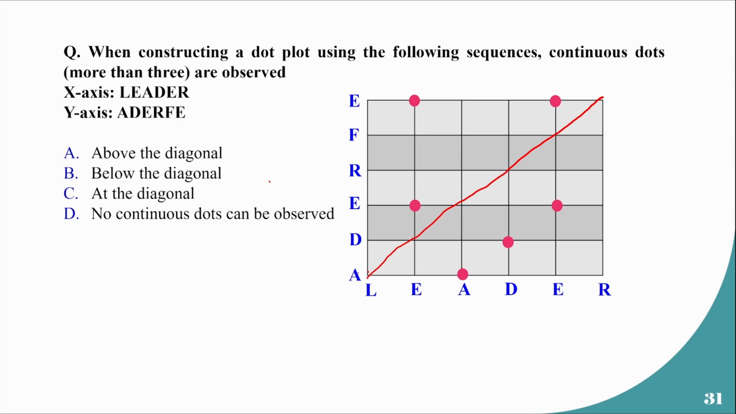Now, if we had the same sequence on the x and y axis, you will notice that the matching set of dots will appear directly at the diagonal. However, here that is not the case. Another matching was there, so R versus R. But in this case, you will see that these continuous dots are appearing below the diagonal.